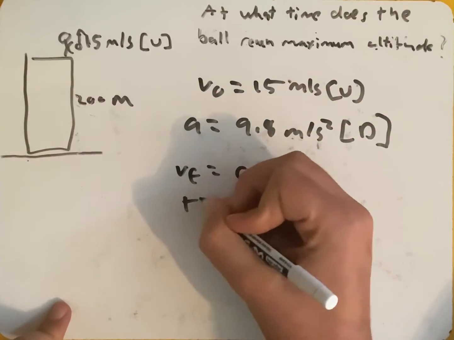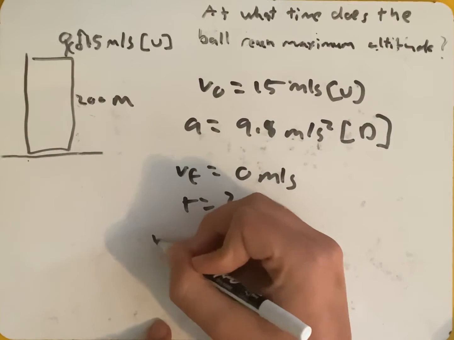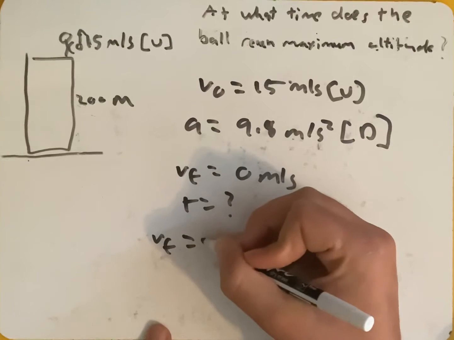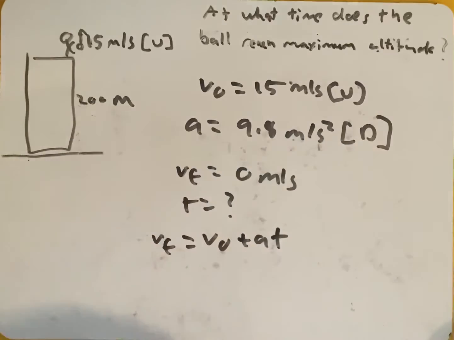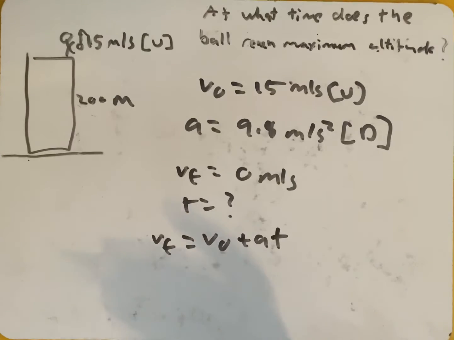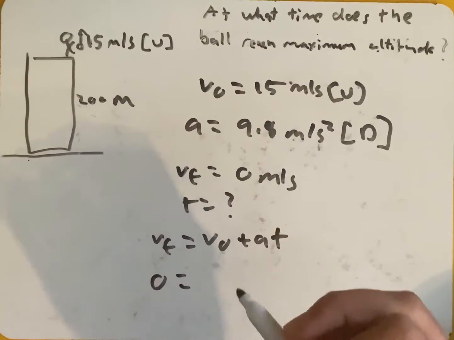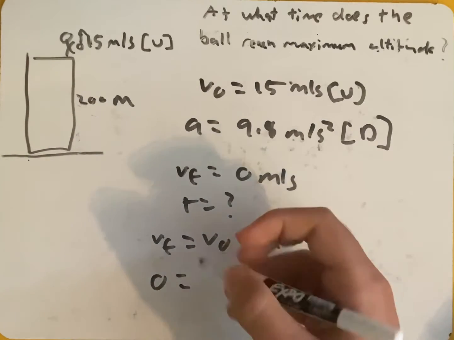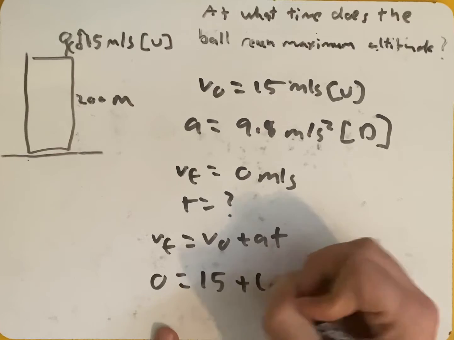And we're trying to find time. So we have one equation that combines all of these four things. So the final velocity of the ball equals the initial velocity plus acceleration times time. And it's important to note that because the initial velocity and acceleration are in opposite directions, they are going to have opposite signs. So in this case, because I want up to be positive, the initial velocity will be a positive 15 meters per second, and the acceleration will be negative.